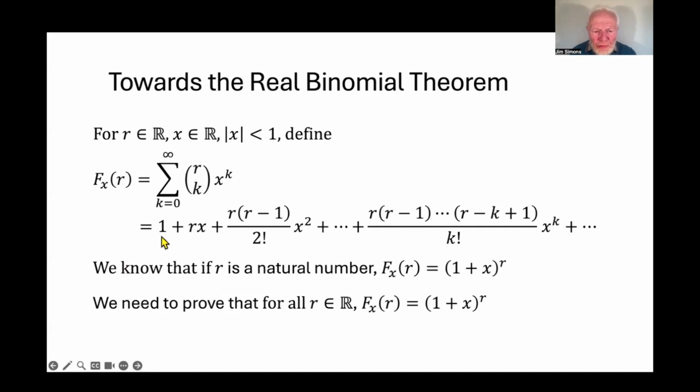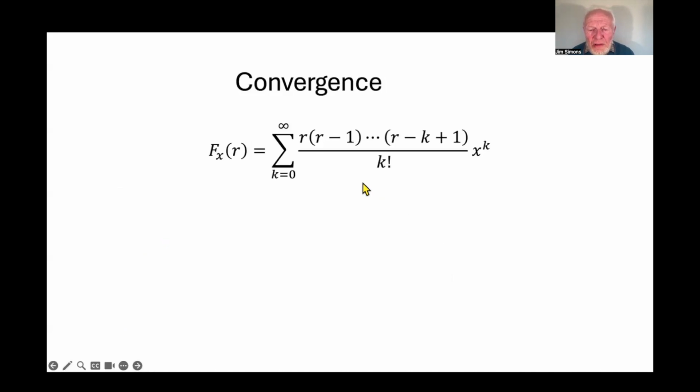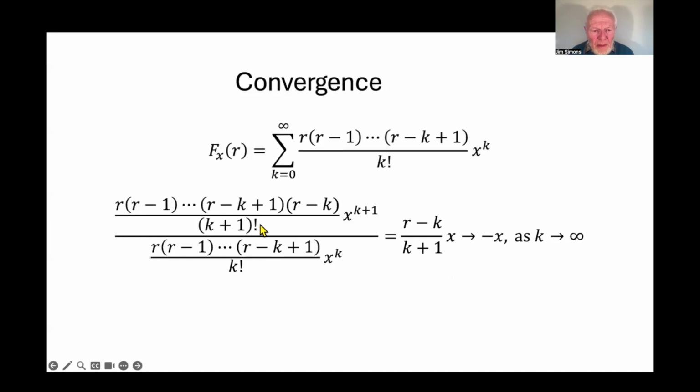The first thing to do, though, of course, is we have to prove that this means anything at all. In other words, that this infinite series does converge to something. Okay, so here's our infinite series. Let's consider the ratio of consecutive terms. So here it is. This denominator is this general term, and the numerator is the next term. So it's very similar. It's got one extra factor on the top of r minus k, one extra factor on the bottom of k plus 1, and one extra factor of x. So almost everything cancels, and we end up with this. And as k gets large, this tends to minus x, doesn't it?